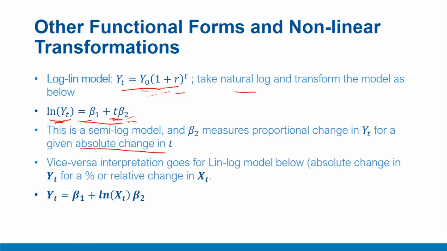Also, this was a log-lin transformation; a vice versa interpretation applies for the lin-log model, as we can see here, that is, absolute change in yt for a percentage change in xt will be applicable to a model of this kind, where xt, the independent variable, is in log form, while yt, the dependent variable, is not in log form, and therefore the interpretation of beta 2 will be, like we said, absolute change in yt for a percentage or relative change in xt.